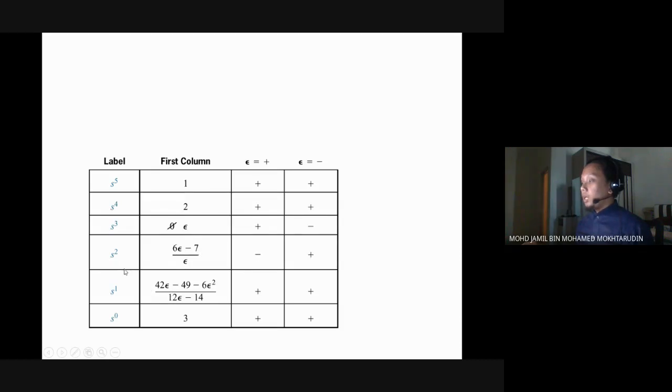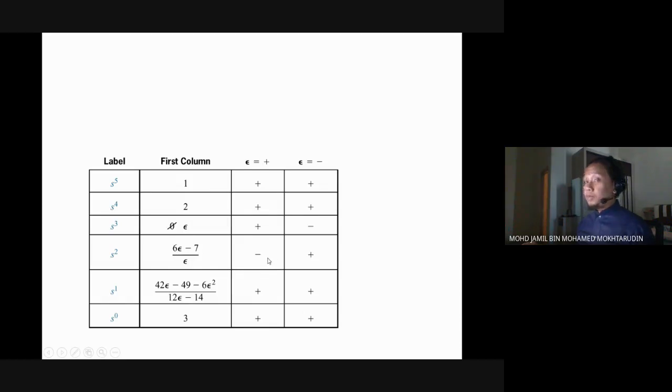From S1, you also substitute epsilon with 0.1 and you will get a positive value. Then you continue for the rest of the rows. In the first column, for epsilon positive, you get a sign change from S3 to S2, and another sign change from S2 to S1. So there are two sign changes.